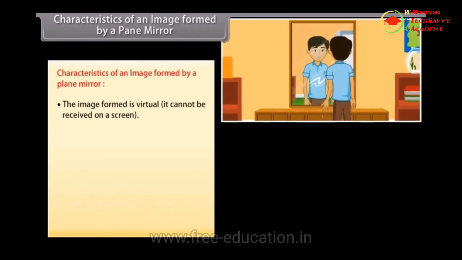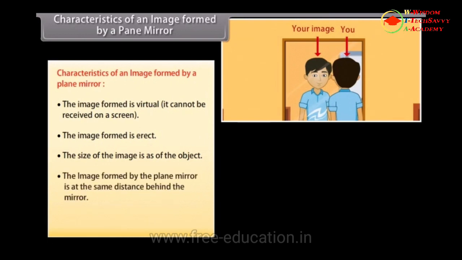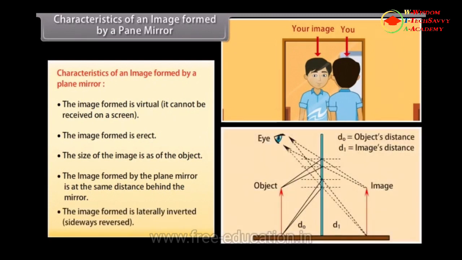Characteristics of an image formed by a plane mirror. The image formed is virtual. It cannot be received on a screen. The image formed is erect. The size of the image is same as that of the object. The image formed by the plane mirror is at the same distance behind the mirror. The image formed is laterally inverted, sideways reversed.